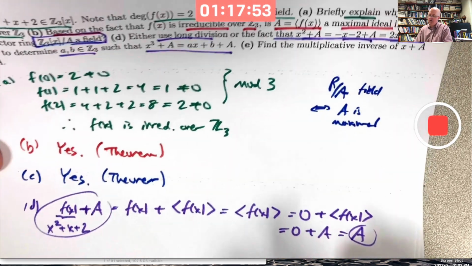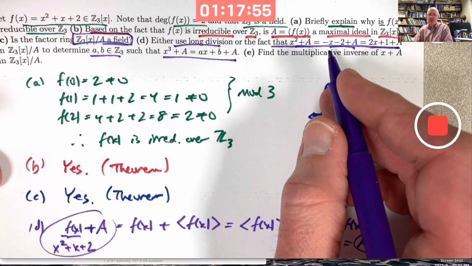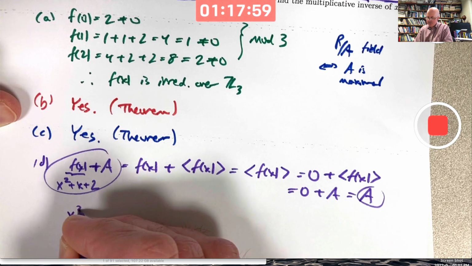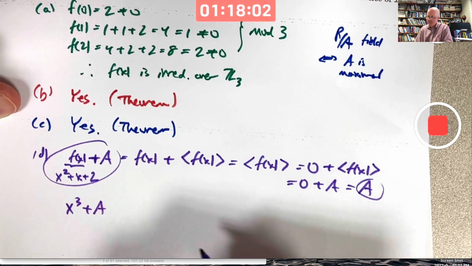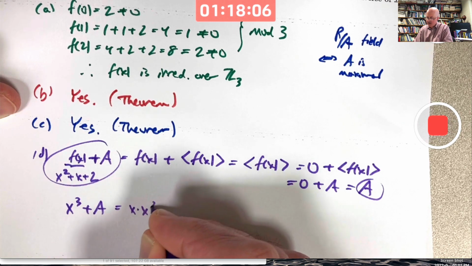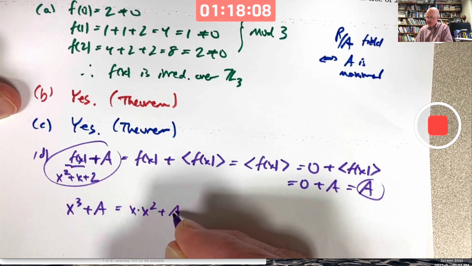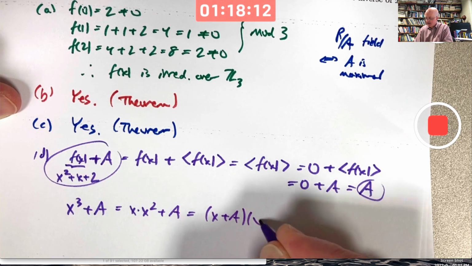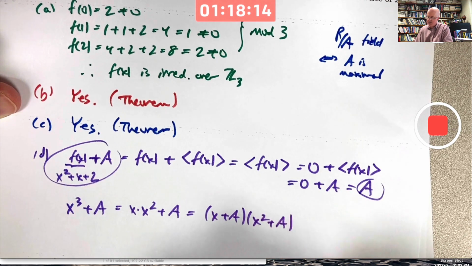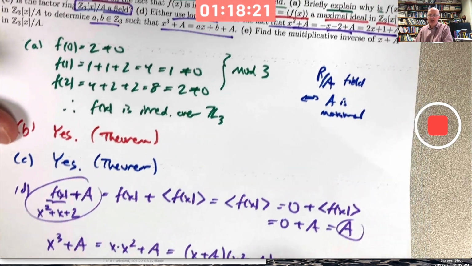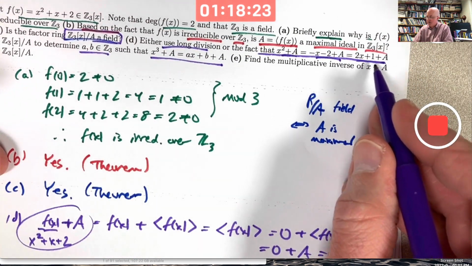And that helps me figure out the answer to this question. How? Let's do it with the second approach first, and then we'll also try it with long division. x cubed plus A. How can that be thought of? That can be thought of as x times x squared plus A. And by the definition of quotient multiplication, that's the same as x plus A times x squared plus A, because you multiply cosets by multiplying their representatives. So I'm undoing that here. But then again, x squared plus A, by what I have here, can be replaced by 2x plus 1 plus A.